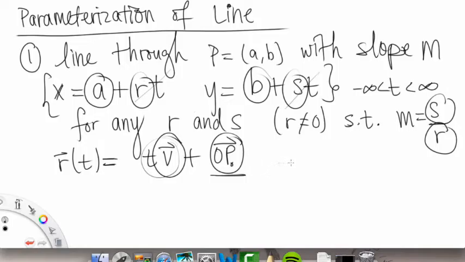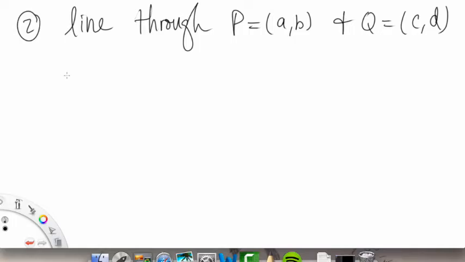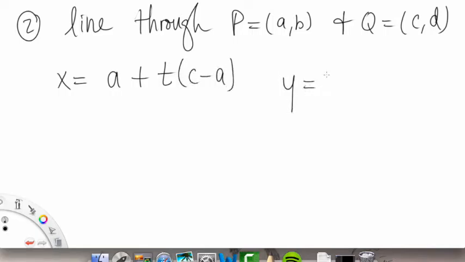Well, don't worry, we'll go over an example of this. And the second way, like I said, is based on what you're given. So let's say we have a line going through a point P, so again this is (a, b), and Q, which is (c, d). Okay, so the parameterizations would look like x equals a plus t times c minus a, and then y is going to be something similar, just with different letters, right? So t times d minus b.